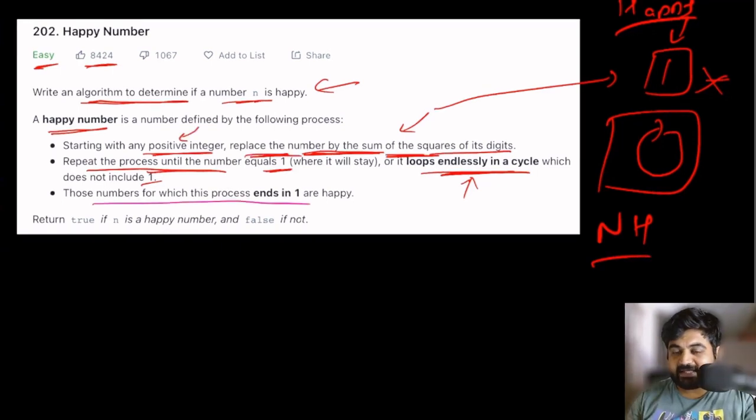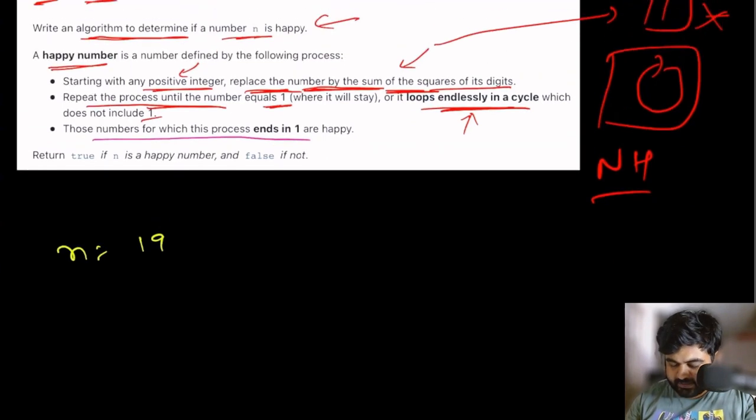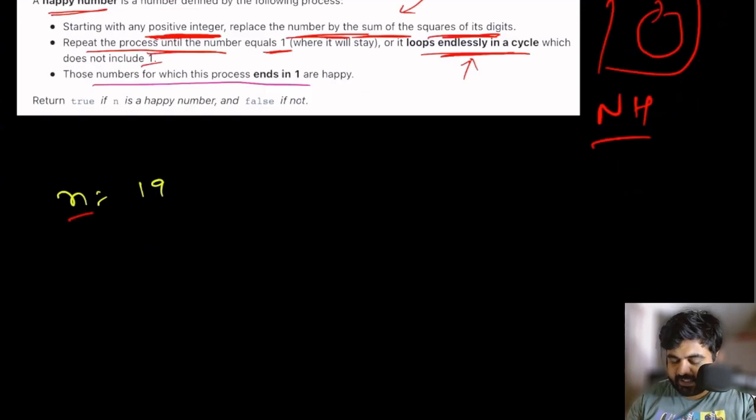Okay, so now let's see some examples to know whether a number is happy or not. Suppose we are given n equal to 19. Let's read the first line, what it is asking us to do. We need to check, starting from any positive integer, replace the number by the sum of the squares of its digits. What are the digits of n? They are 1 and 9. So we are going to replace 19 with the sum of the squares of its digits.